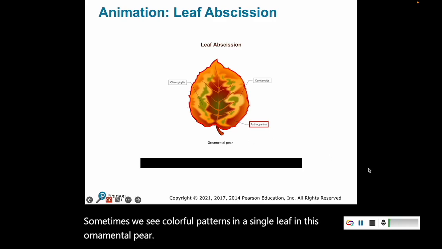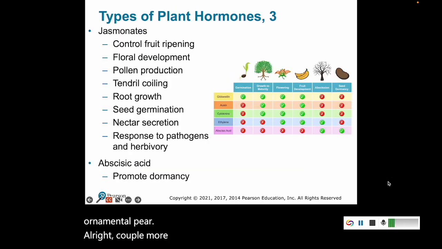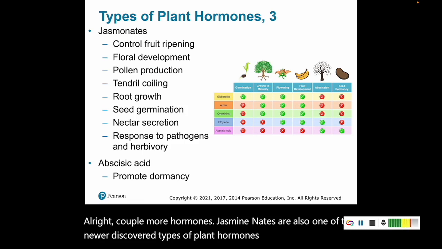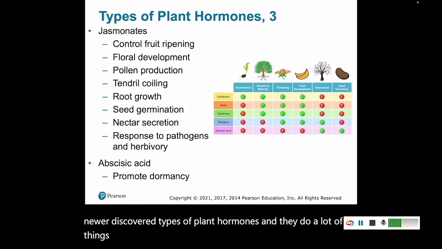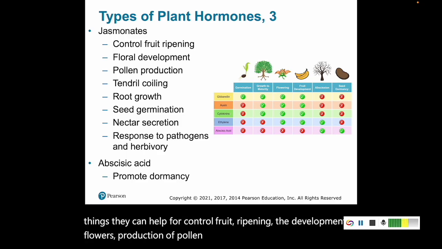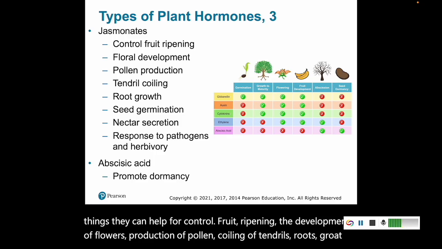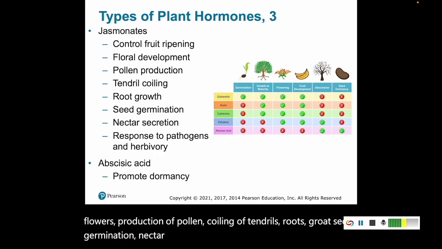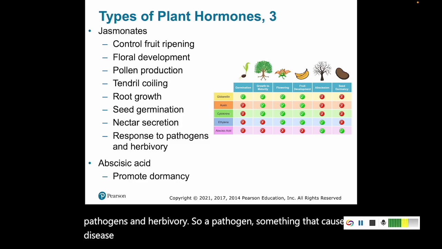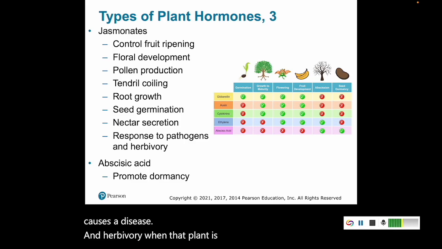All right. A couple more hormones. Jasmonates are also one of the newer discovered types of plant hormones, and they do a lot of things. They can help control fruit ripening, the development of flowers, production of pollen, coiling of tendrils, root growth, seed germination, nectar secretion, and most important, response to pathogens and herbivory. So a pathogen is something that causes a disease, and herbivory is when that plant is getting eaten.